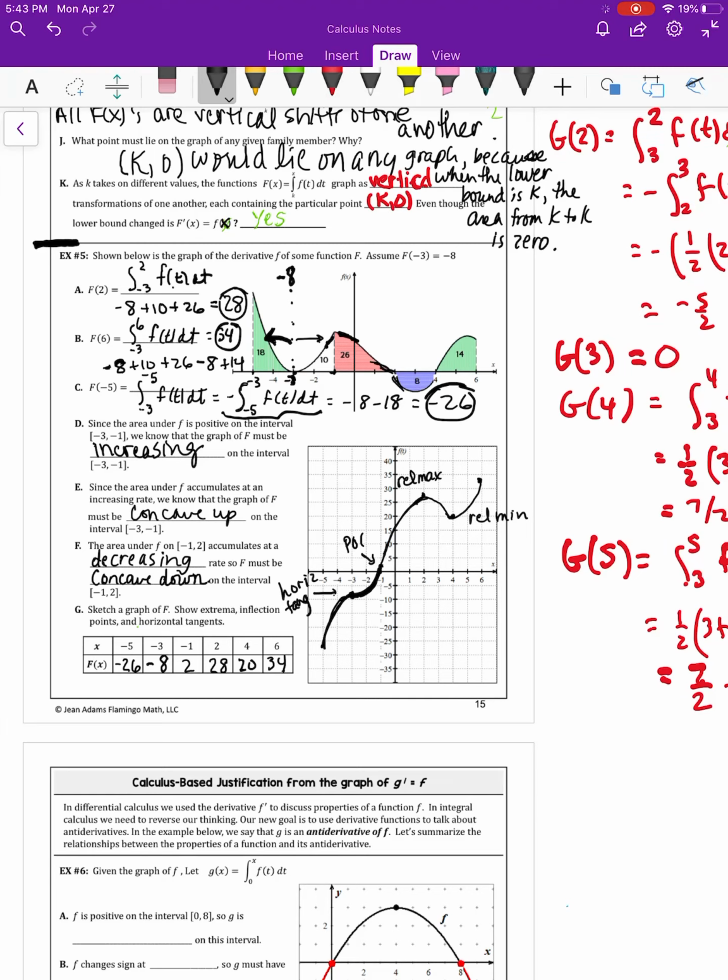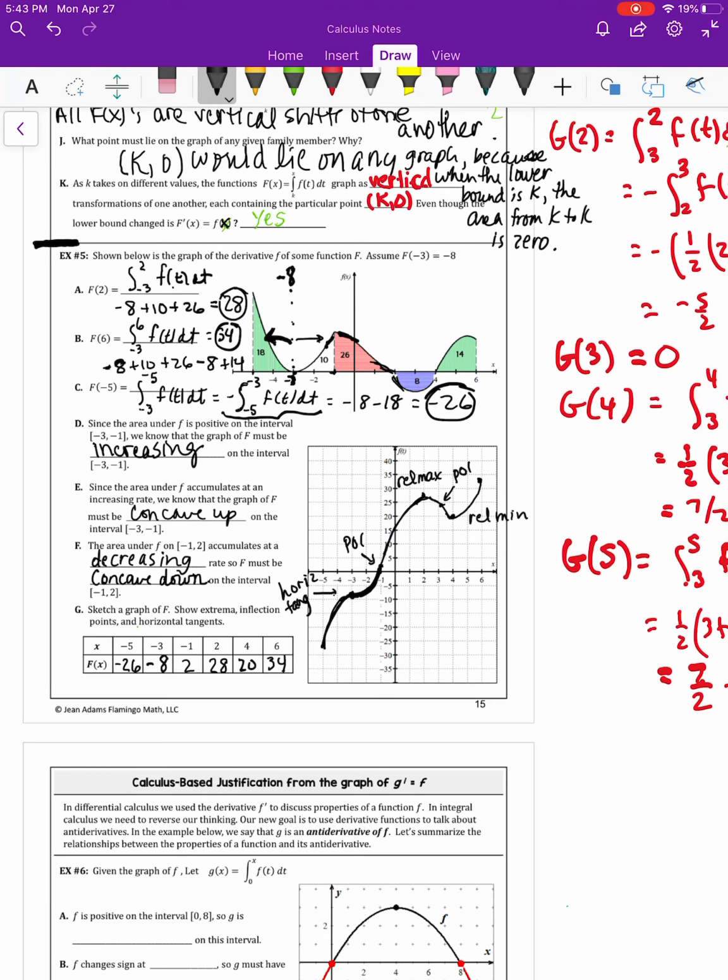There's another point of inflection at 3, where it goes from being concave down to concave up. So that one's going to be a POI. And I think that was all they asked us for: extrema, inflection points, and horizontal tangents.